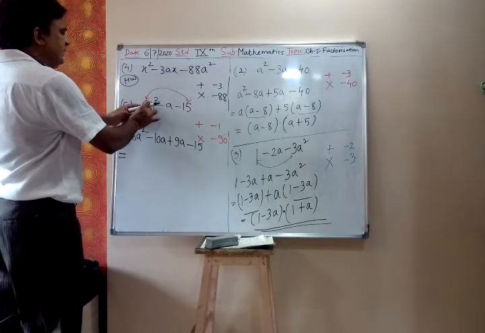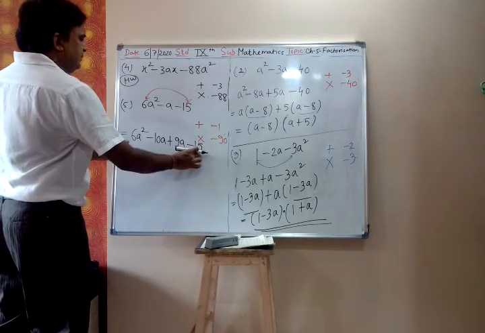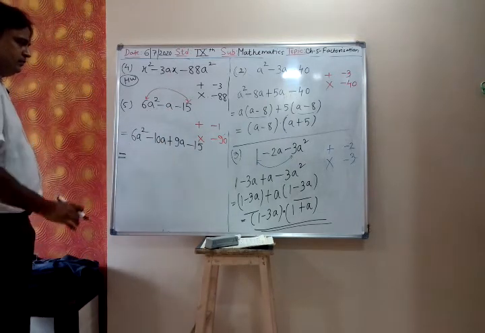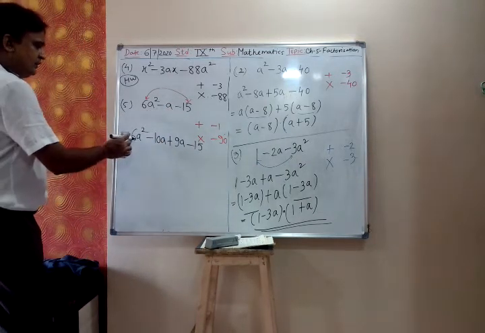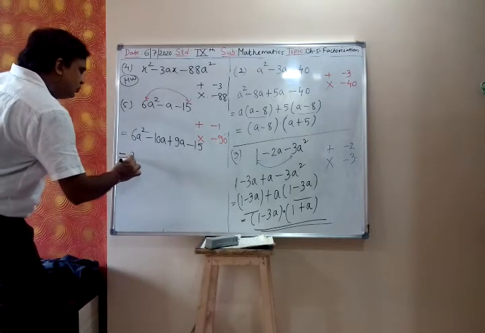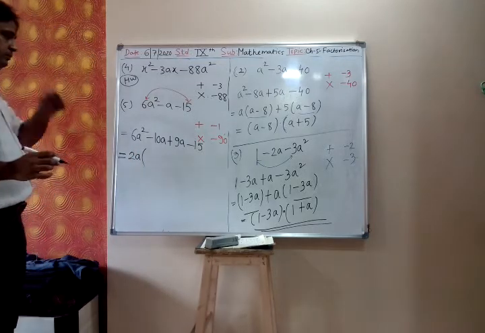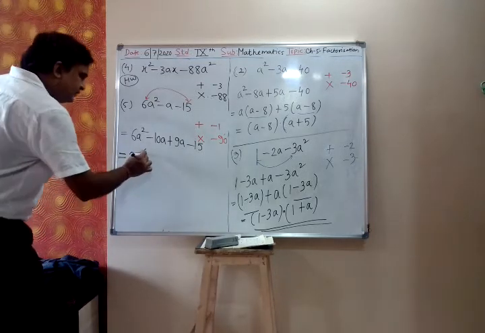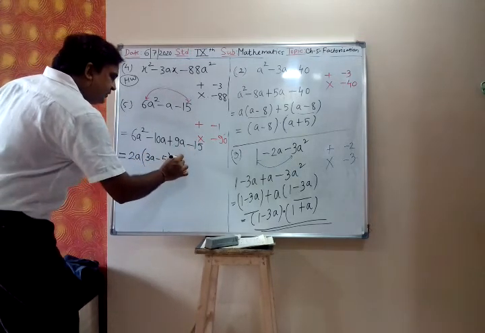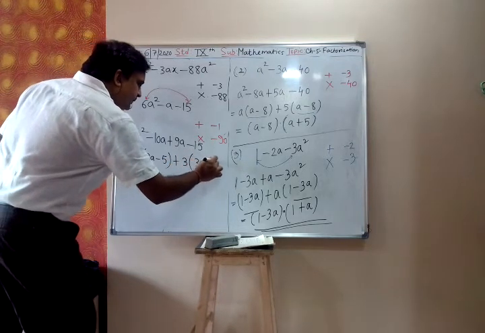First and third terms we are keeping as it is. Only the middle term is split. So now 6a square and minus 10a. What is common? 2a is common. Then it is 3a minus 5. In 9a minus 15, 3 is common. Then it is 3a minus 5.